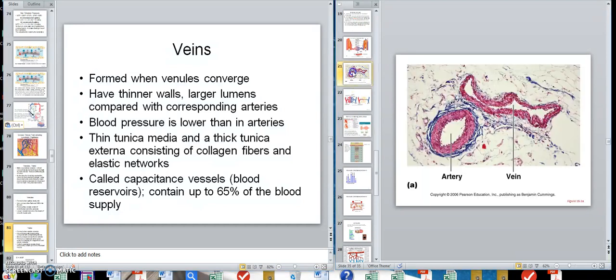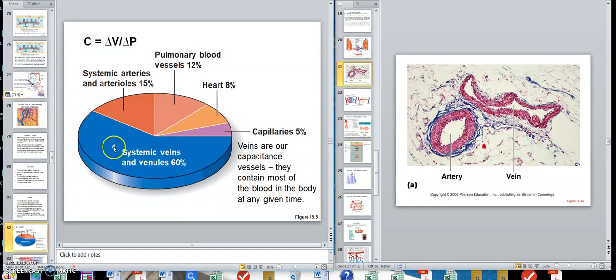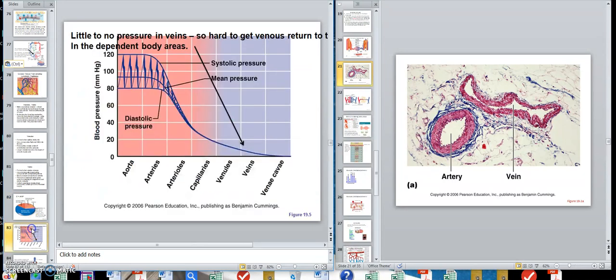Here we are. Let's look at that picture. See? Blood pressure is very low. There's hardly any blood pressure. They're called the capacitance vessels. Okay? We look here. So the veins have most of the blood. They have most of the blood. Okay? See, it's almost a zero pressure when you get to the veins.